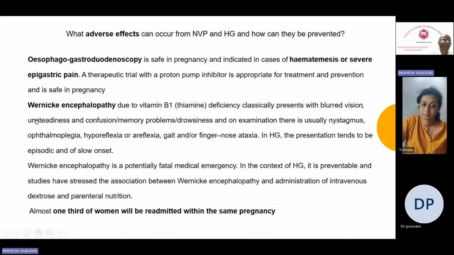These things will not be asked from you in part 1, so I'll skip this. But Wernicke's encephalopathy, remember, is vitamin B1 deficiency. They can ask you about this last line: almost 1/3 of the women will be readmitted within the same pregnancy. So if the patient has hyperemesis gravidarum, what is the chance that she will get readmitted? There is a 1/3 chance that she will get readmitted.